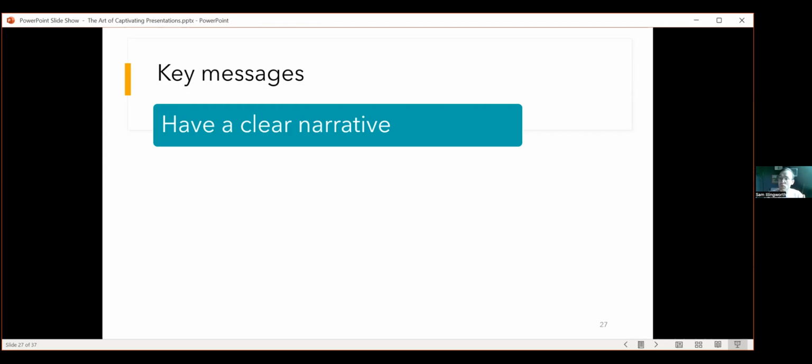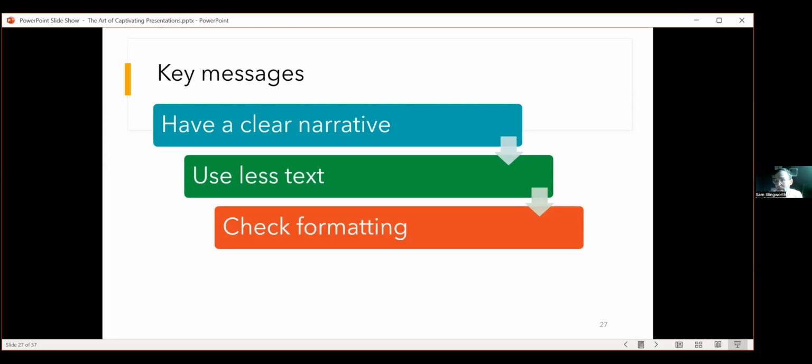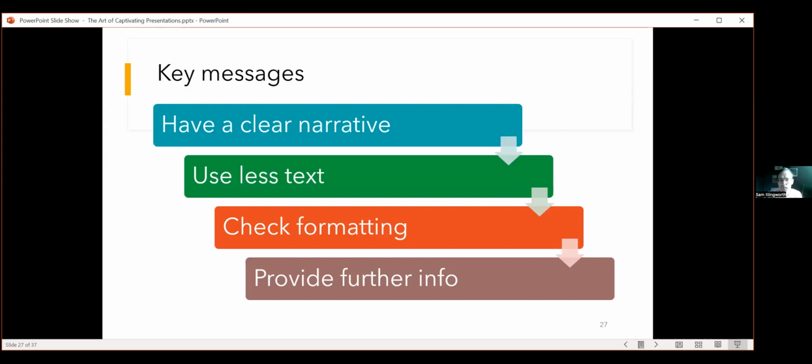When you know what they are, in your oral presentation, that can be your last slide. But always think about what your key messages are first and then design your poster or your oral presentation around it. And with a poster, use the structure to tell the narrative. Use less text, 200 or 300 words. Check the formatting. Again, get a native speaker to look at it. That can really help. And always provide further info. How can people get in contact with you? How can people find out more information about yourself?